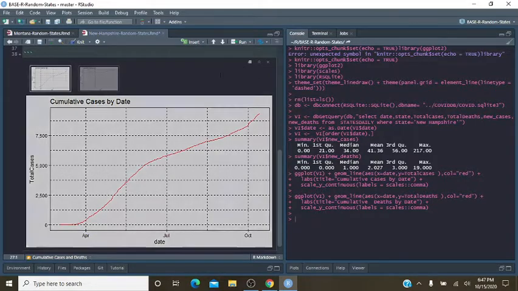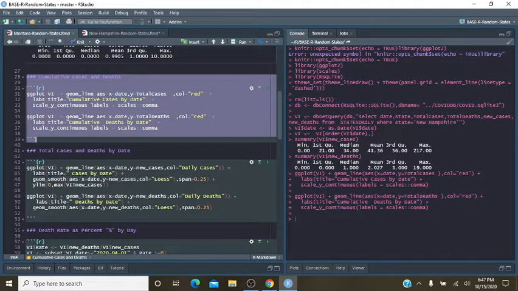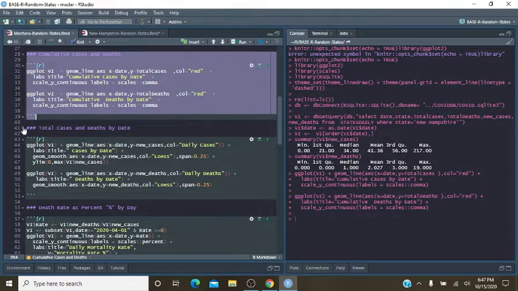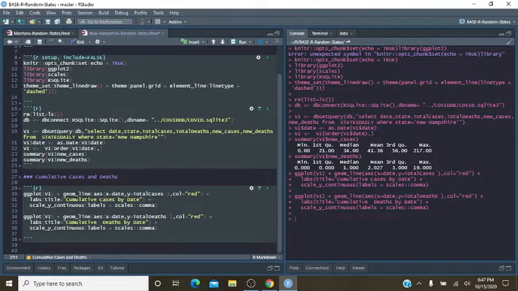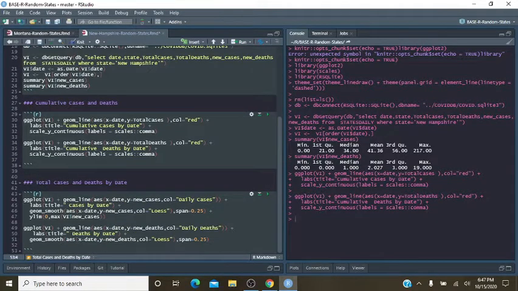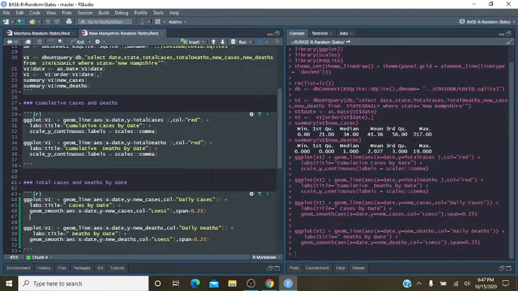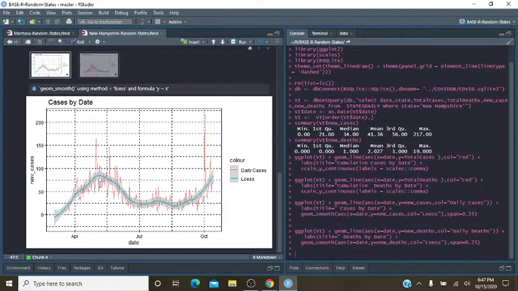So let's get rid of that. Come back over here. Let's do the cases and deaths by date. Okay, cases and deaths by date. Let's get rid of this for right now. Hopefully we won't need that. Hopefully there won't be any anomalies in our data. Let's see what the total deaths and total cases look like.